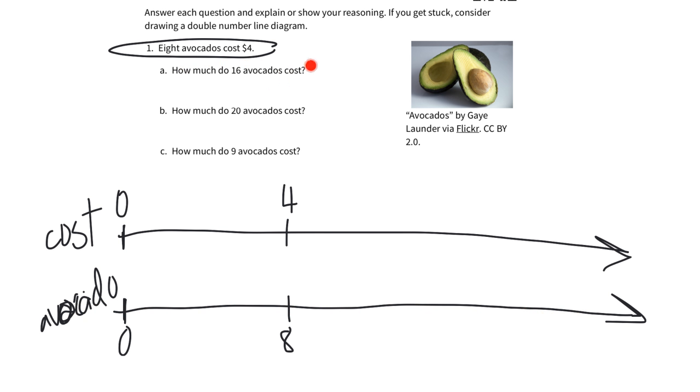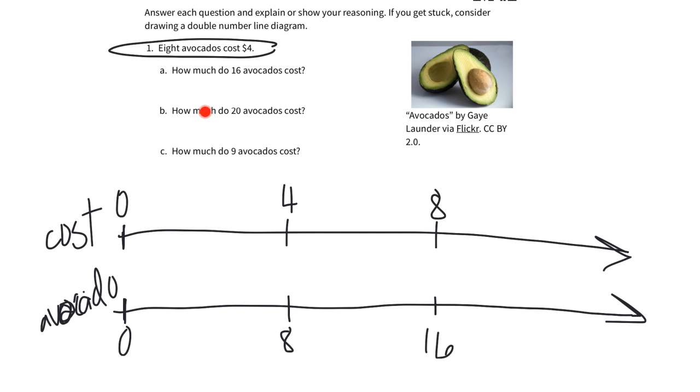So how much do 16 avocados cost? If we know 8 avocados cost $4, where would we put 16 avocados? Right around here. Because I figure if that's a gap for 8, then this is a gap for another 8. So if this is the gap for 4, this is the gap for another 4, which gives me $8. So there we go, 16 avocados is going to cost us $8.